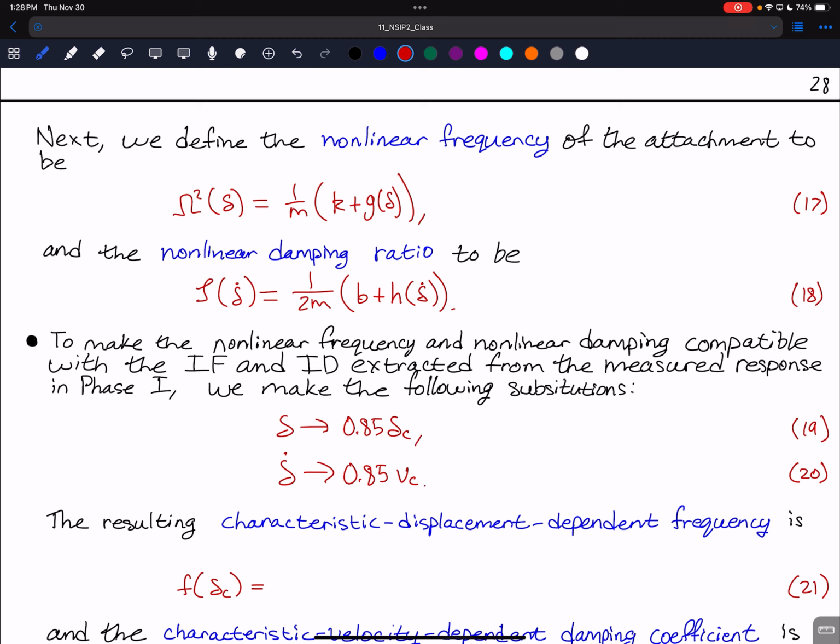So that 0.85 is not exactly well understood, but there's some theoretical hinting that it's related to harmonic balance techniques and extracting out backbone branches for these kinds of systems. But it's not fully explained, it just works.